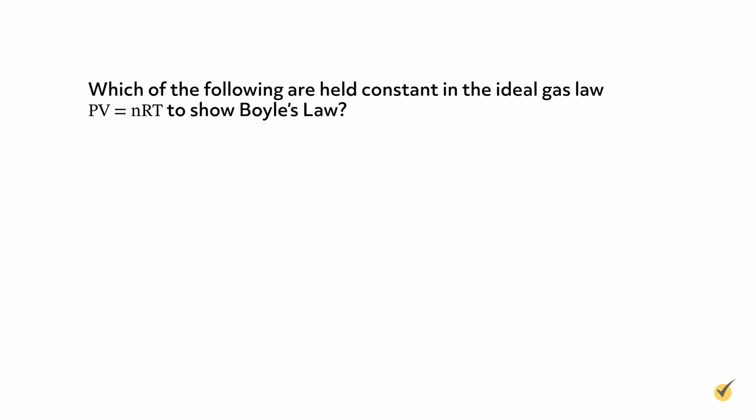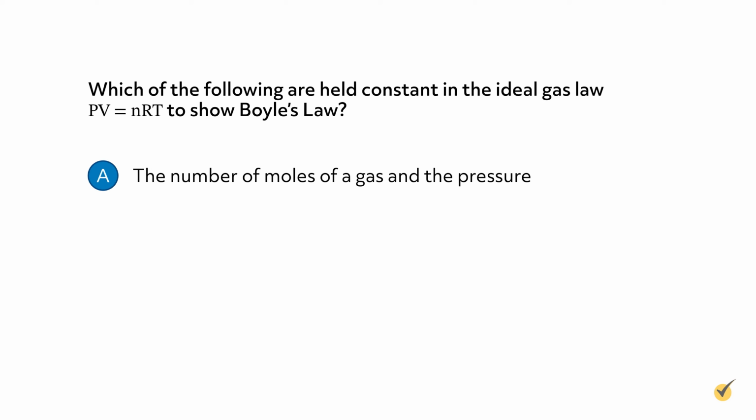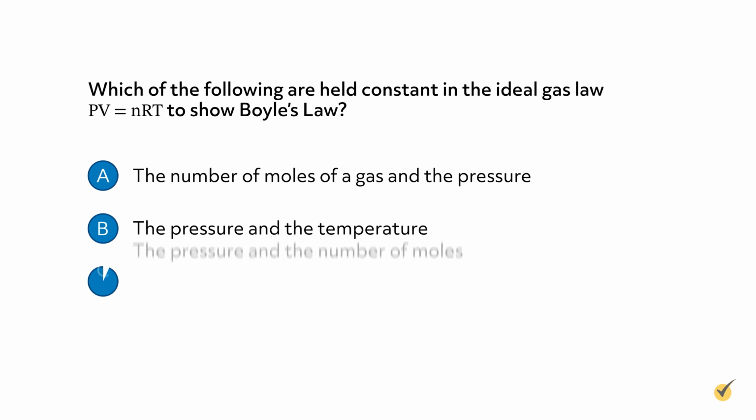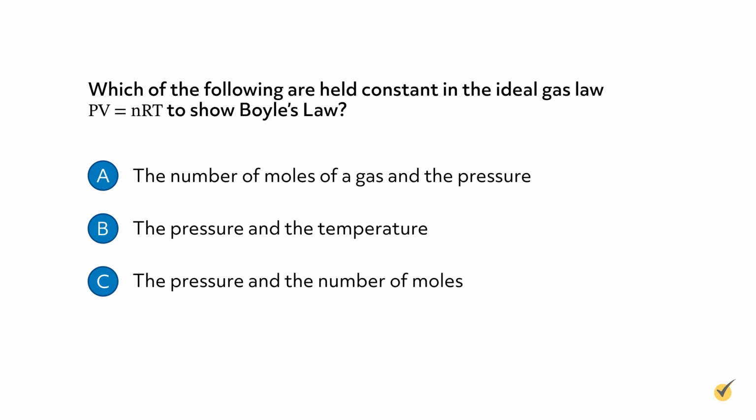Number 2. Which of the following are held constant in the ideal gas law PV equals nRT to show Boyle's law? A. The number of moles of a gas and the pressure. B. The pressure and the temperature. C. The pressure and the number of moles. Or D. The temperature and the number of moles.